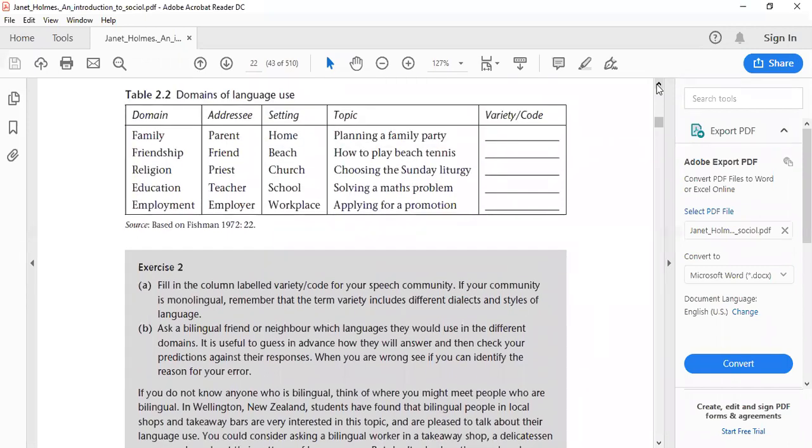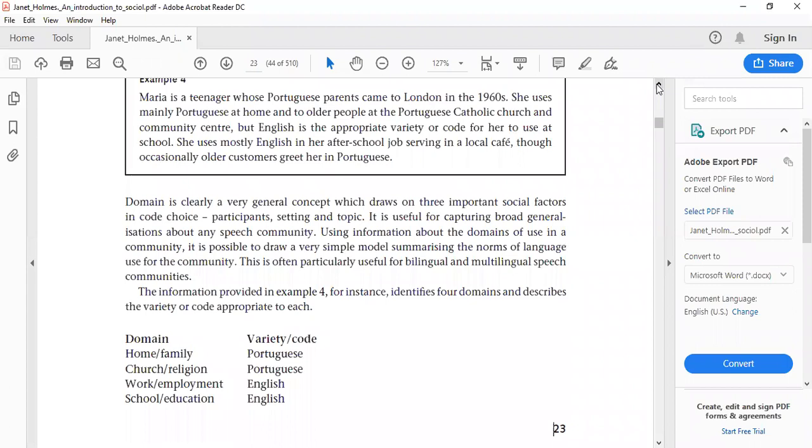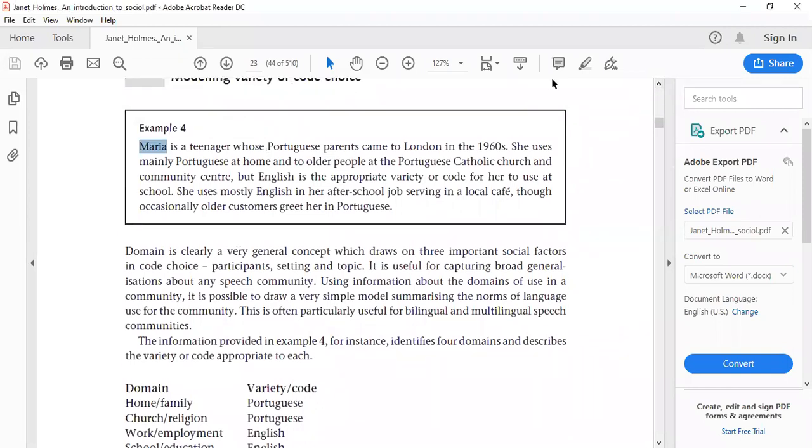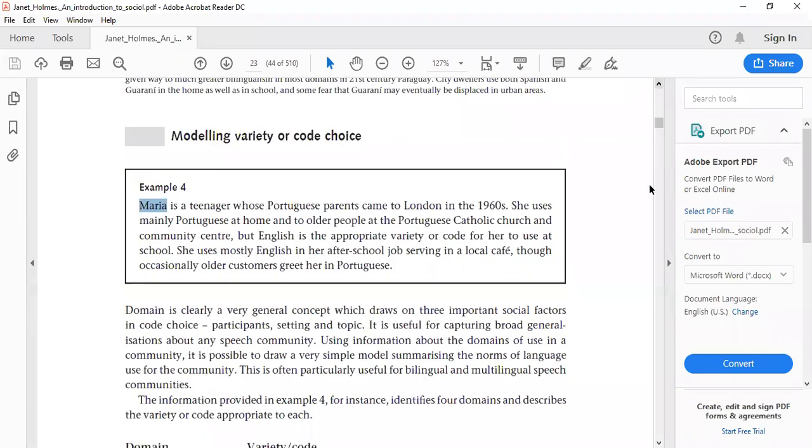I hope this domains of language use is clear to you all. Just for the example, we look at Maria's example, or Maria as we call. Example number 4. Modeling variety or code choice, depending on the domain.